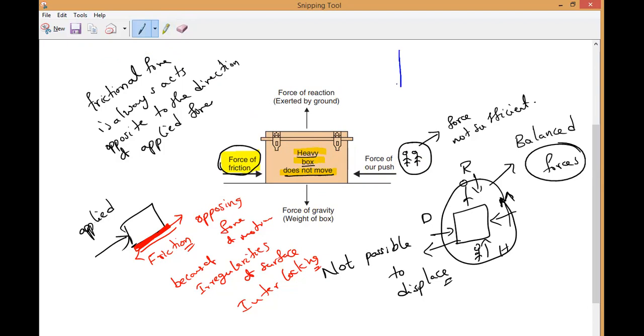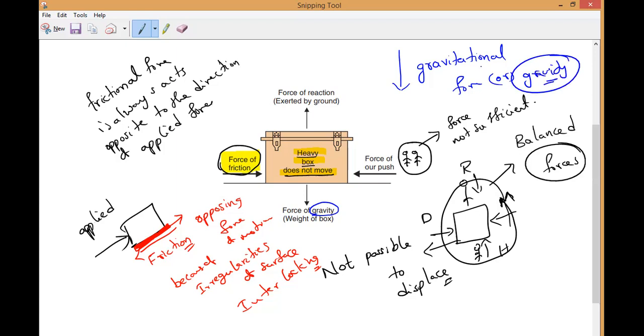Anybody can tell me the force? Gravitational, which we used to call gravitational force. So that gravitational force, if it comes to the earth, then what can we call it? We can call it the force of gravity, or simply gravity. So in case of earth alone, we can say it is a gravitational force or force of gravity.